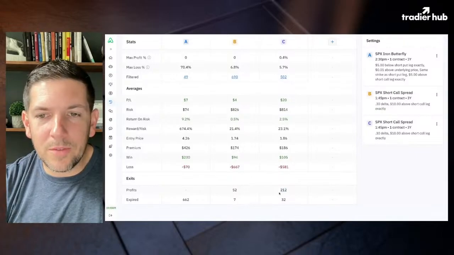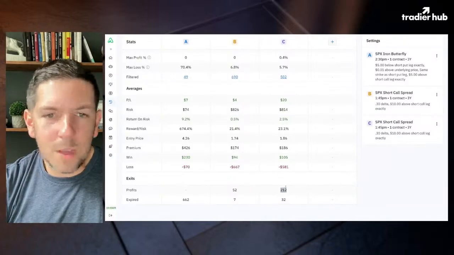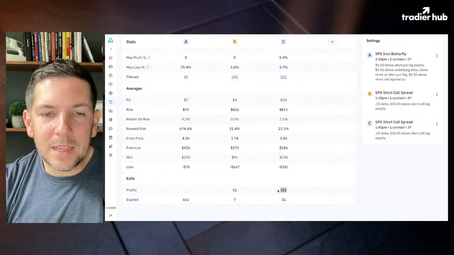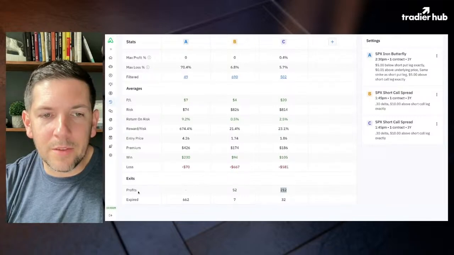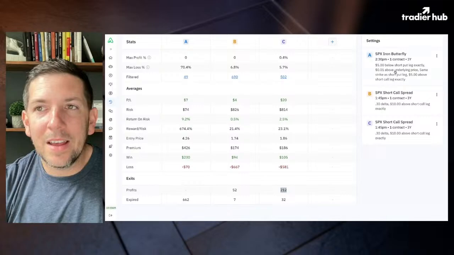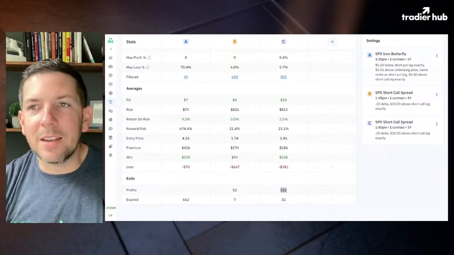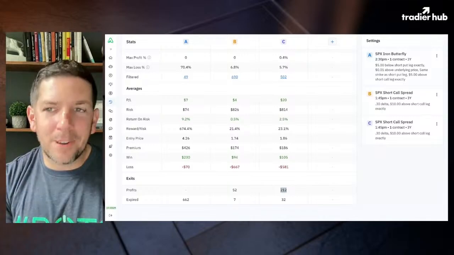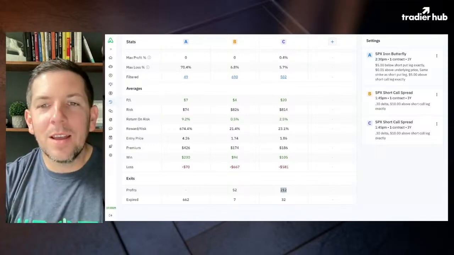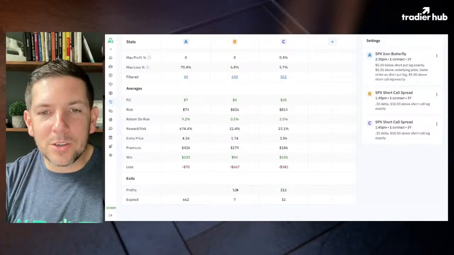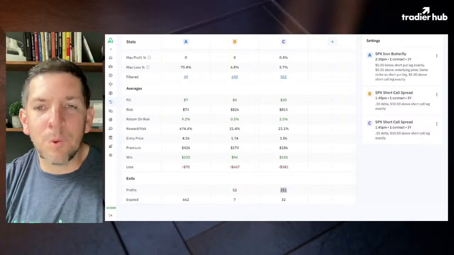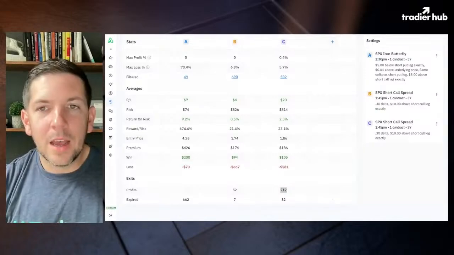Now the exits here are pretty fascinating down below. You can see here for this one, this one shows which ones were taken for profits, which ones expired. Remember, this first strategy A, our Iron Butterfly, we just let go to expiration. So we didn't have a profit taking, just kind of set it and forget it to a certain degree, set it and let it go. And then you had strategy B, which we introduced profit taking. A lot of profits were taken. Strategy number C here, you can see even more of the position was taken with profit.